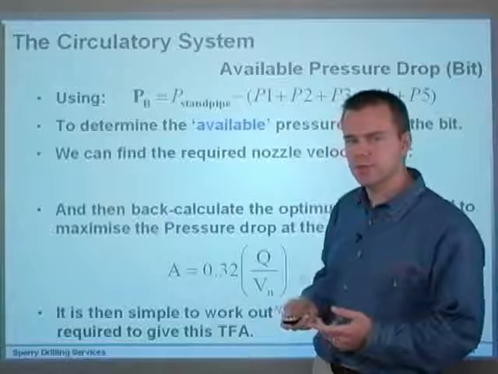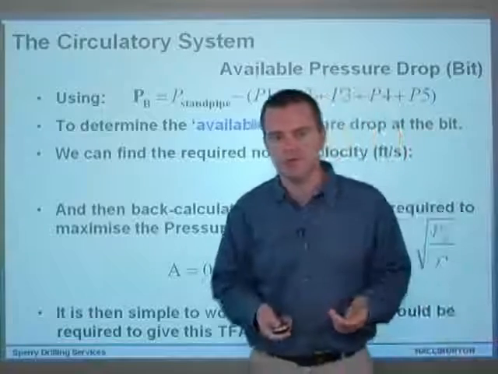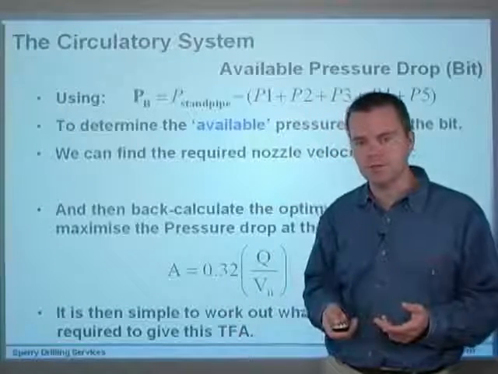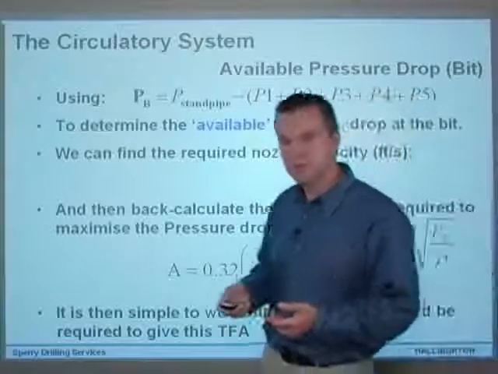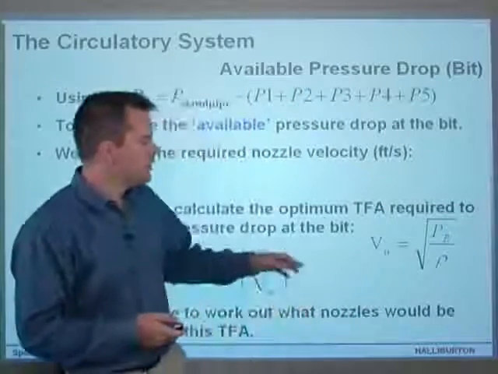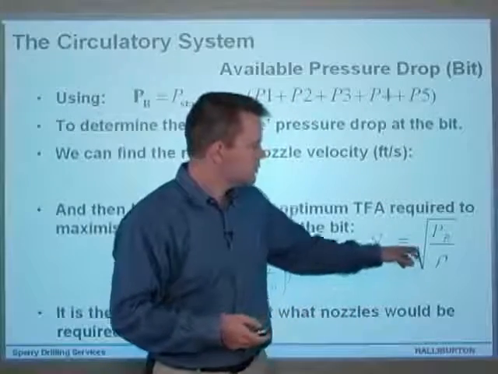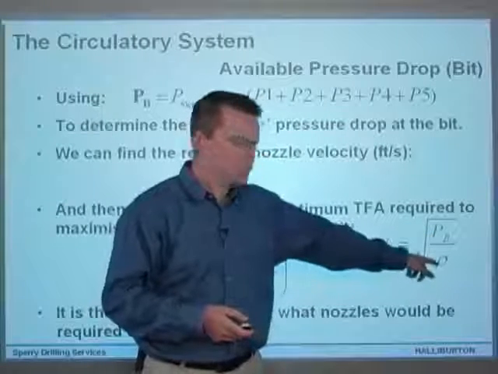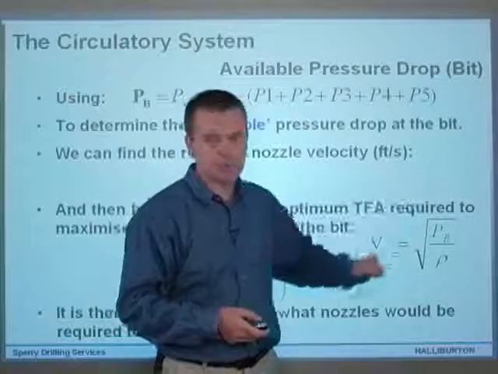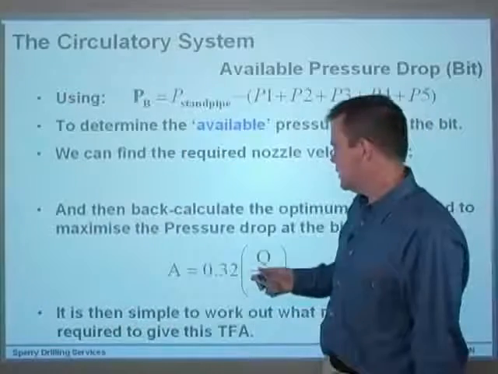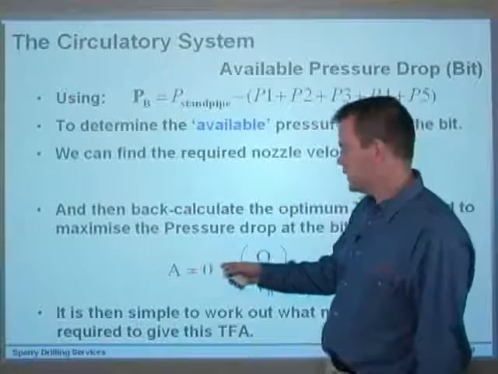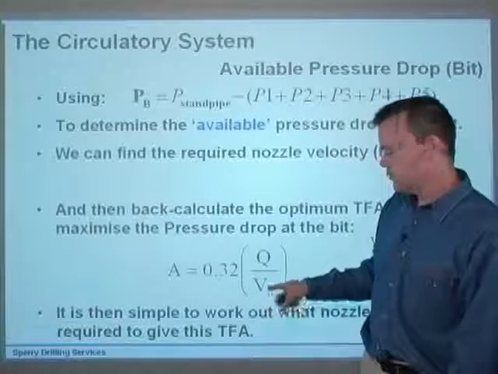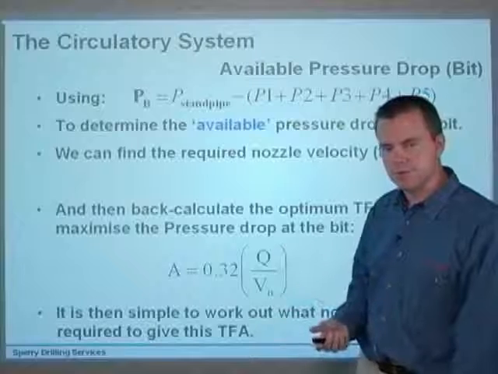And we can find the required nozzle velocity in feet per second, and then back calculate the optimum TFA required to maximize the pressure drop at the bit. Now, the nozzle velocity in feet per second is given by this equation, which is your available bit pressure drop divided by the density of the mud, and then you take the square root of that. And the TFA can then be back calculated using this equation. It's 0.32 times the flow rate over that nozzle velocity that you've just worked out.